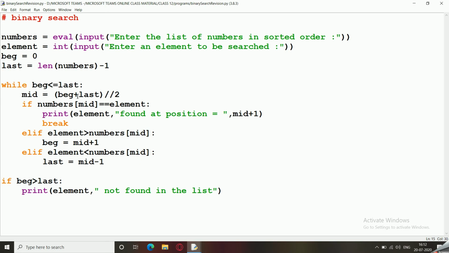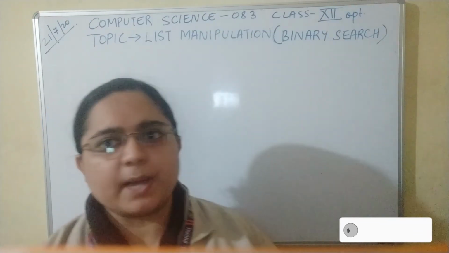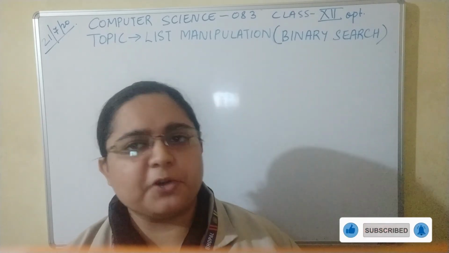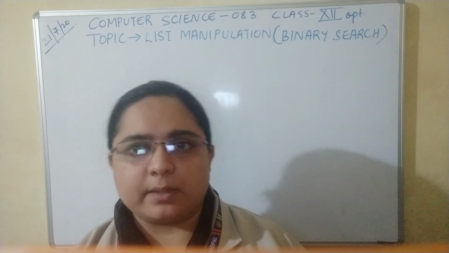You can see that over here we are calculating the midpoint. We are checking whether the middle element is equal to element or not. And here we are checking whether it lies in the initial part of the list or in the latter part of the list. And the moment beg exceeds last, it means that element is not found in the list. So this is the program for binary search. So this was binary search. We saw how to code a program for searching for an element in a linear list using binary search.